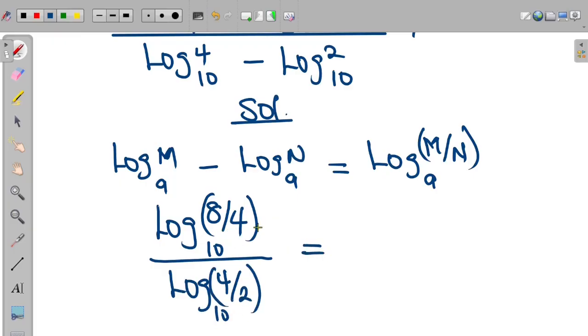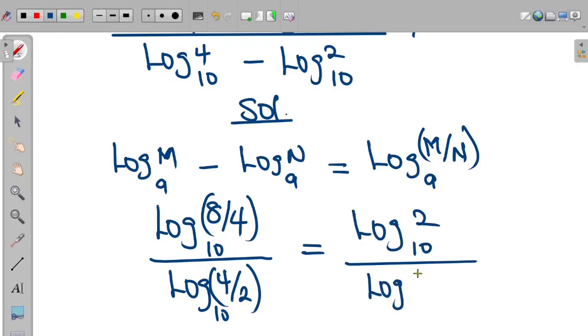So 8 divided by 4 is 2. So we have that this is log 2 to base 10 divided by 4 divided by 2 is 2. So we have log 2 to base 10. So log 2 to base 10 divided by log 2 to base 10 is equal to 1. So at this point, we have been able to simplify question E given to us.